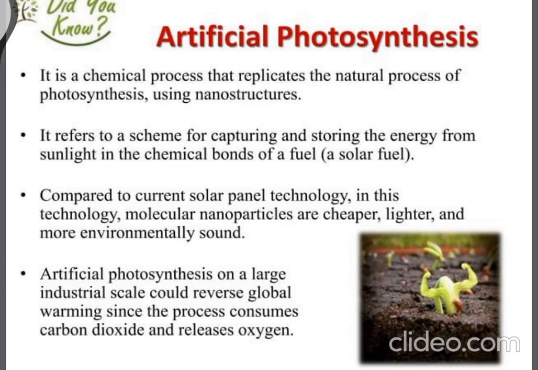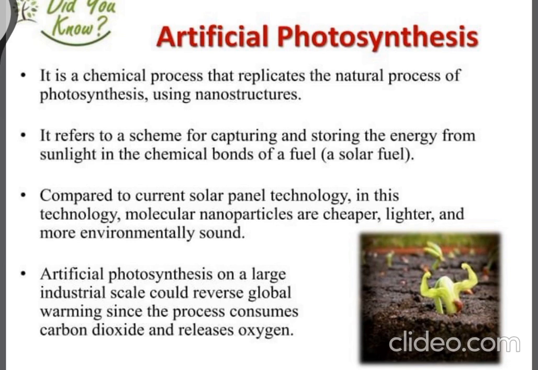Artificial photosynthesis on a large industrial scale could reverse global warming since the process consumes carbon dioxide and releases oxygen. So this is a chemical process that replicates the natural process of photosynthesis.